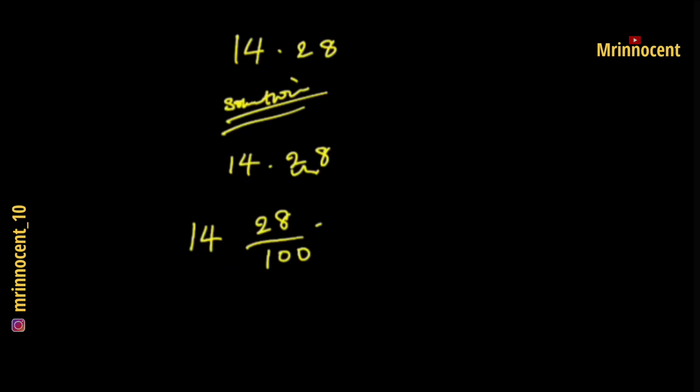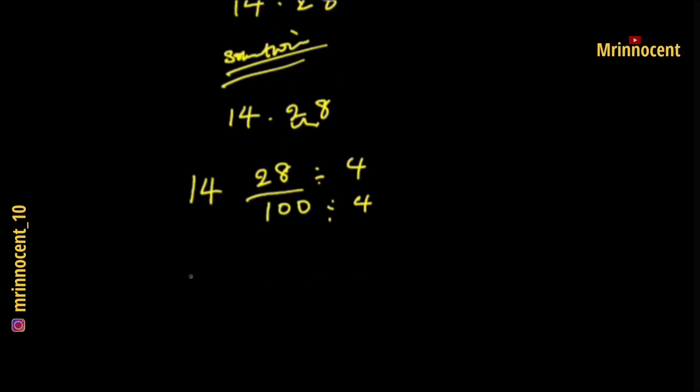So simplify it further. Divide this one by 4. Divide this one by 4. So you have 14 whole number 7. 28 divided by 4 is 7. 100 divided by 4 is 25.